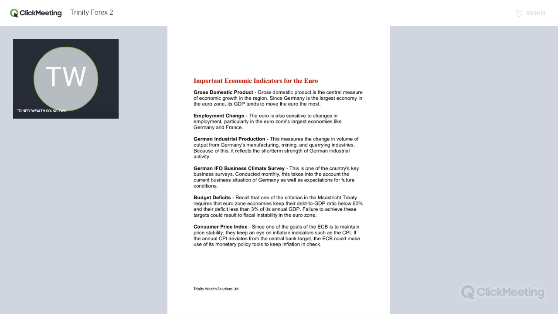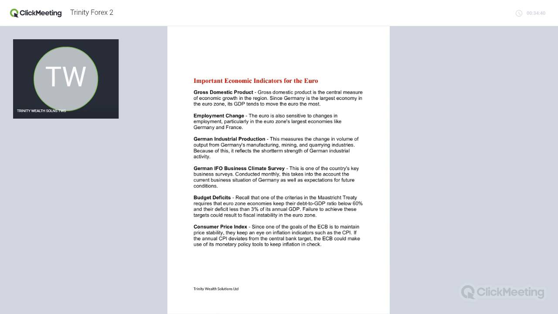Then we have the euro. Again, as I said, the euro is used by 27 countries, so any of these parameters, if they're happening in any of those countries, are going to affect the euro. So it's always good to know which countries use the euro. I have to send the report today after the class. I will send you a document with all the 27 countries which use the euro so that you're aware.